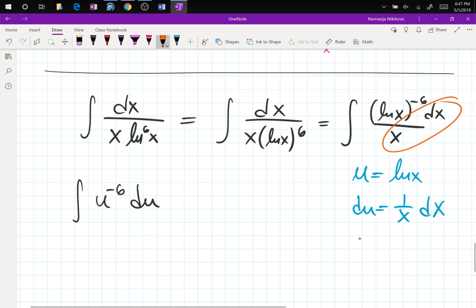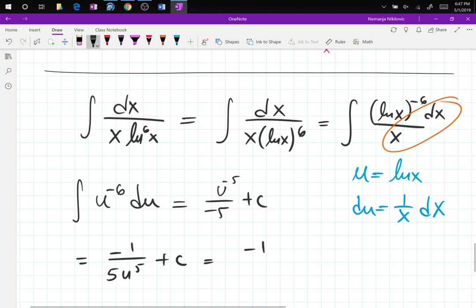Nice. That was the one. Exactly. Negative u to the negative 5 over negative 5 plus c equals negative 1 over 5 u to the 5 plus c, equals negative 1 over 5 ln to the 5 x plus c.